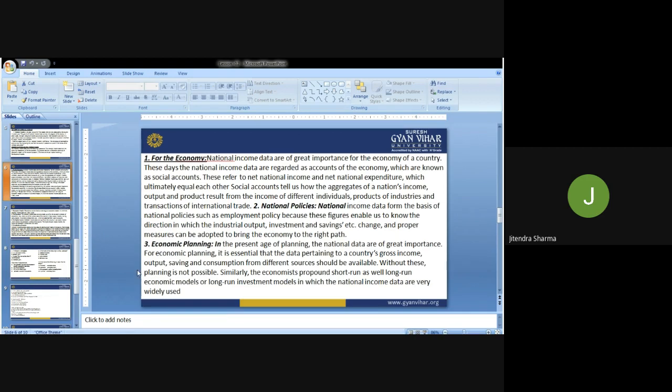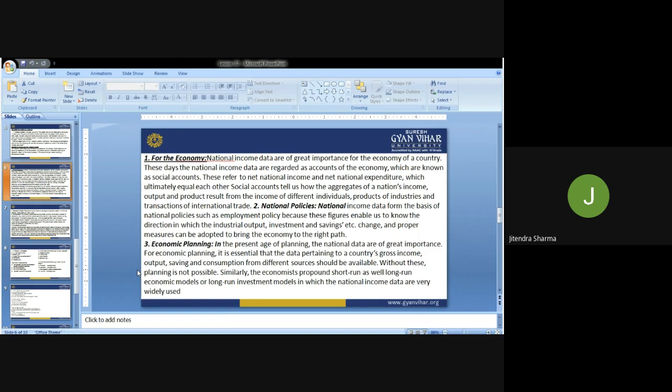National income data are of great importance for the economy of a country. These days, national income data are regarded as accounts of the country's economy, which are known as social accounts. It means the entire economy is assessed by the national income information we have, which is known as social accounts. Because in this we have all the parameters: the labor and its increment, what we are providing to society, the purchasing power of society, and the profits they are making out of this entire operation. Because all these components are incorporated in the account of national income, it is called the account of the economy of the country, and also the social account.